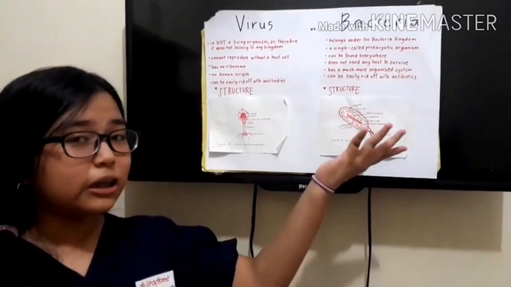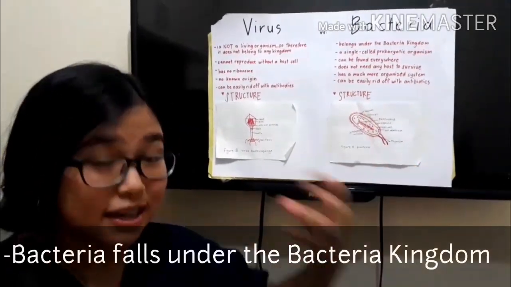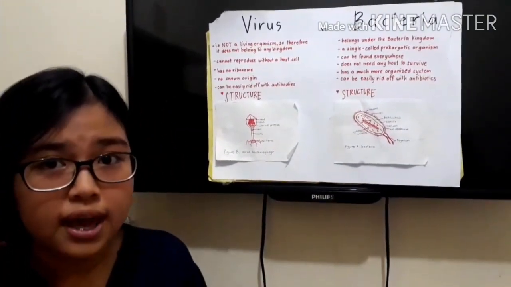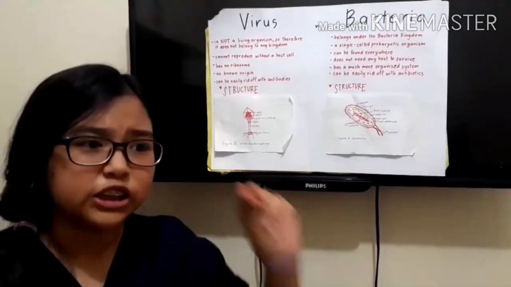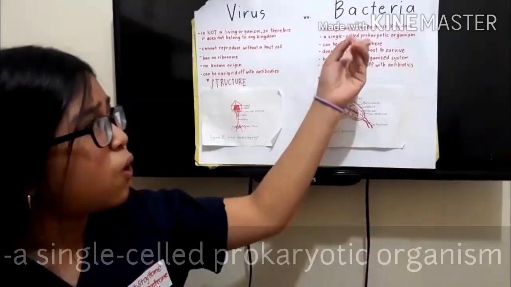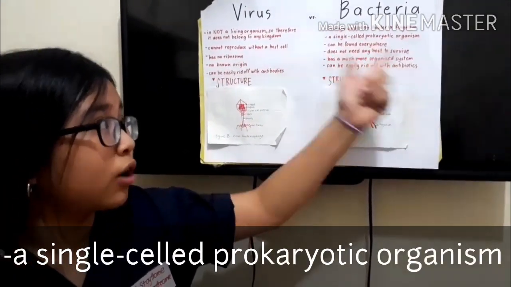Shall we start with bacteria? First of all, bacteria belongs under the bacteria kingdom. It's a living thing, guys. It has a nucleus, it's a prokaryote, and it ticks all of the checklist on our living thing checklist. Am I right? So, it belongs under the bacteria kingdom. It's a single-celled prokaryotic organism.